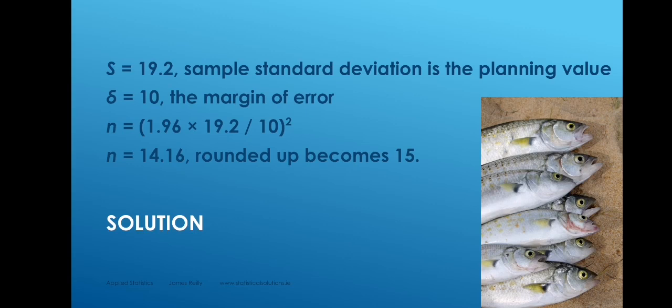And how many observations we must make is an integer. Any number smaller than the number suggested by the formula is too small. So the first sample size that's big enough is 15. So the answer is 15. 15 fish are required in our sample in order to estimate the population mean to within plus or minus 10 grams.